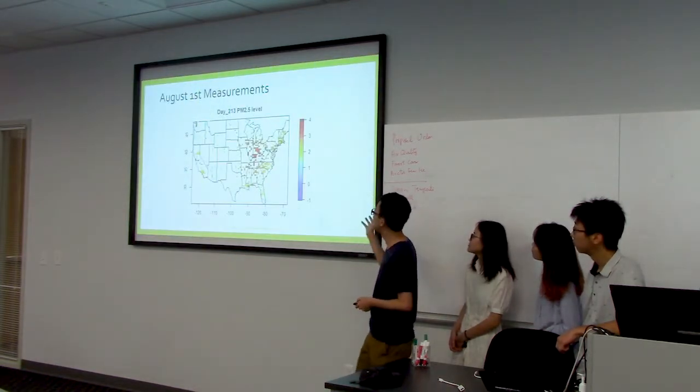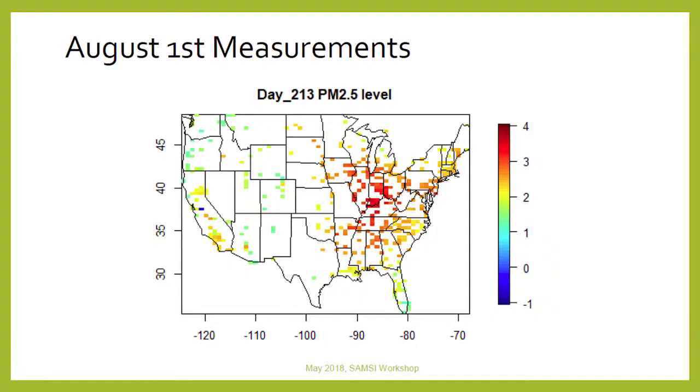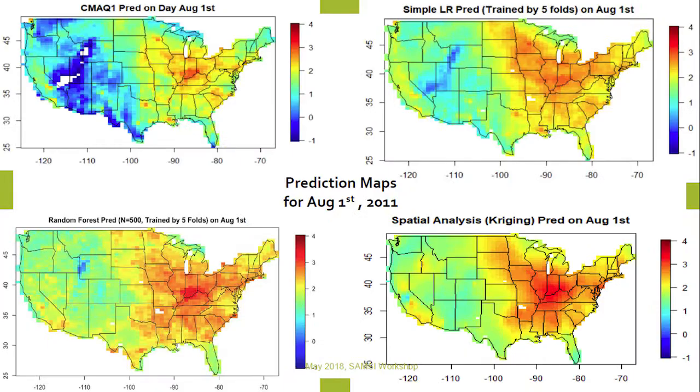And these are the August 1st measurements, so it's more concentrated towards the east side. And with spatial analysis, there's actually better smoothing, you can see.